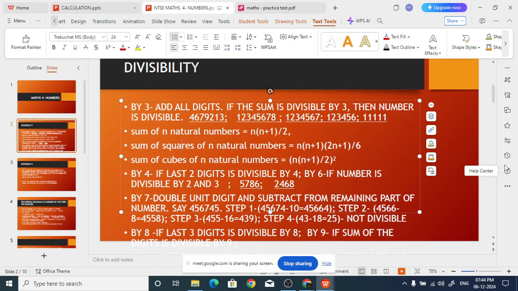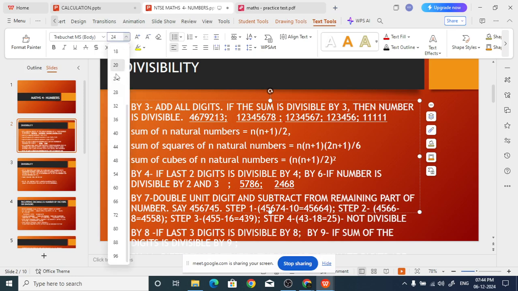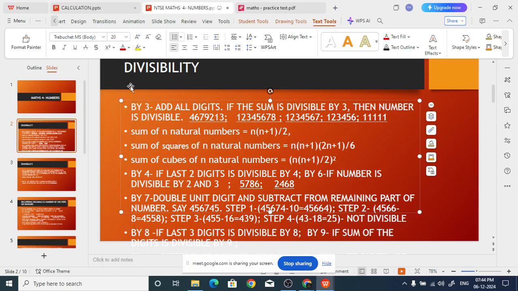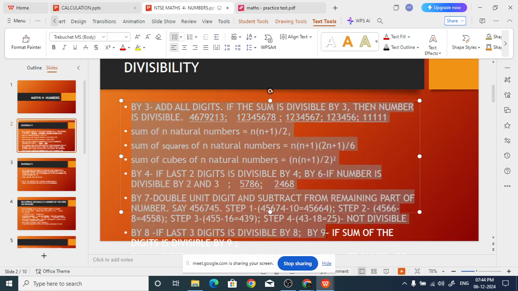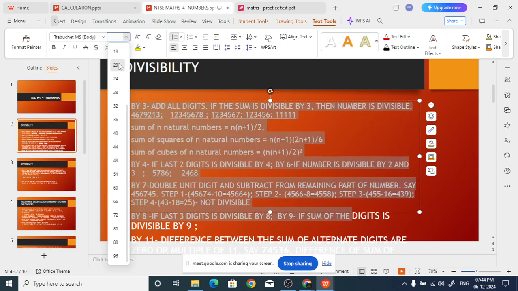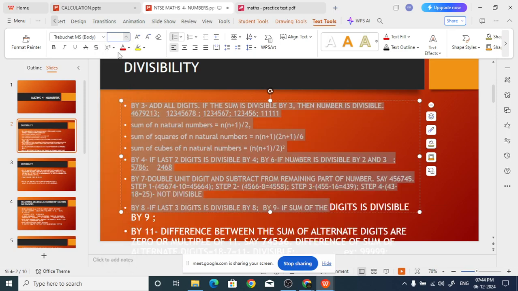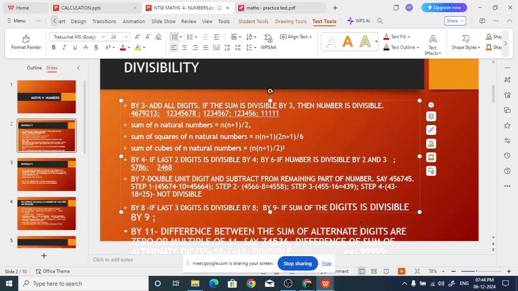Okay. Let's go to the next question. How do you find whether a number is divisible by 8? If the last 3 digits are divisible by 8, then you can say the number is divisible by 8.